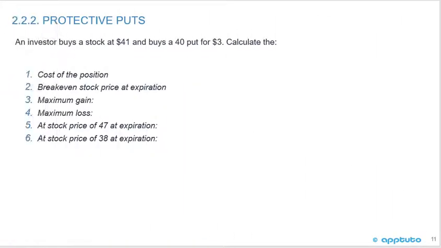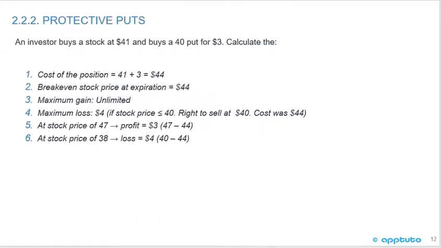So we're going to run through this example here where an investor buys a stock at $41 and buys a $40 put for $3. Calculate the cost of the position, break-even stock price at expiration, the maximum gain, the maximum loss, at a stock price of 47 at expiration, what's happening, and at a stock price of 38 at expiration, what's happening. Again, this shouldn't be too difficult.